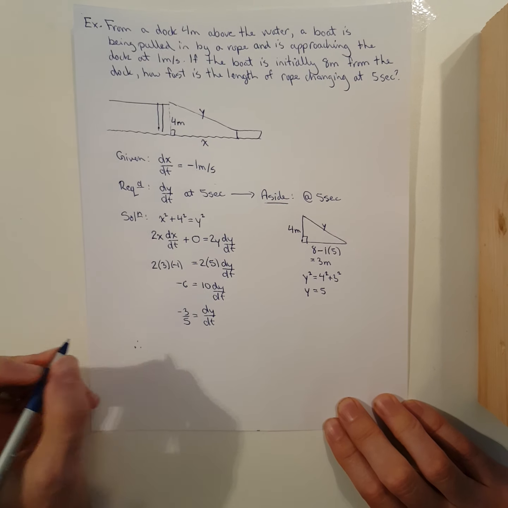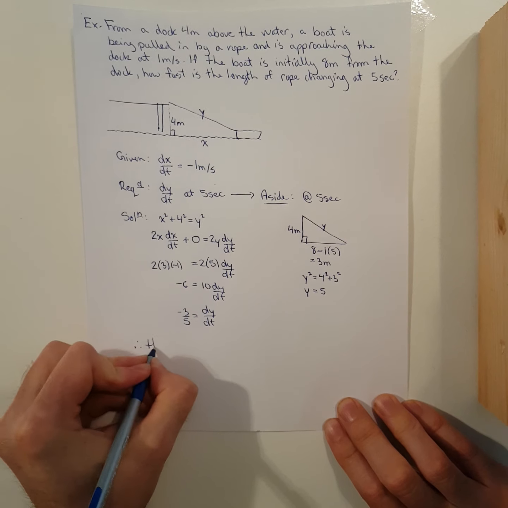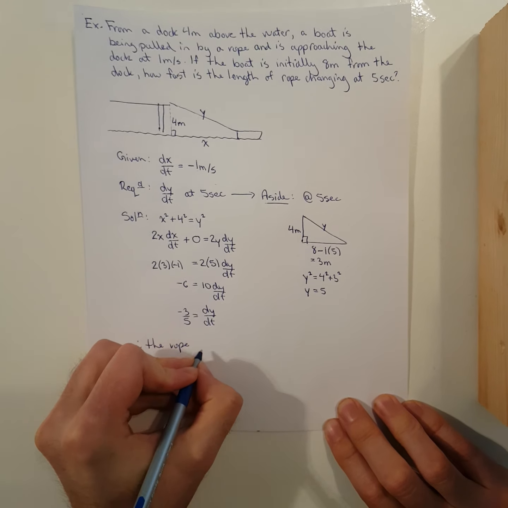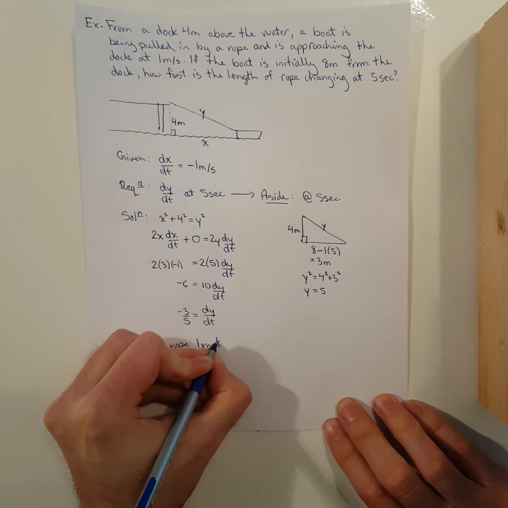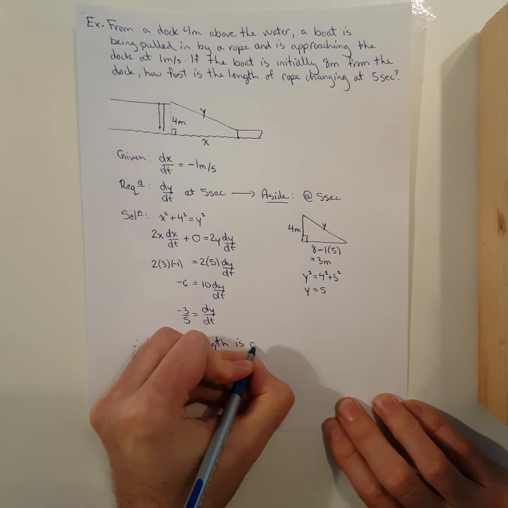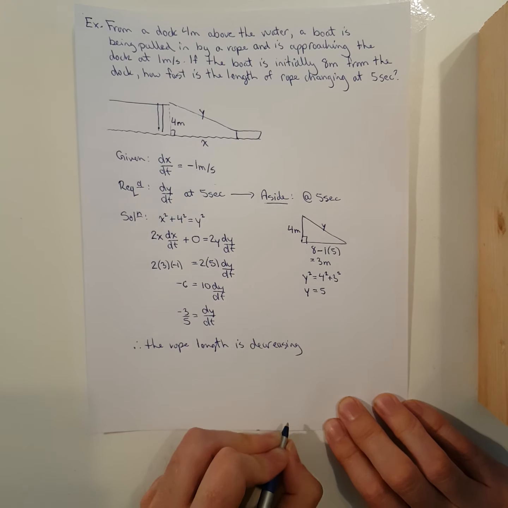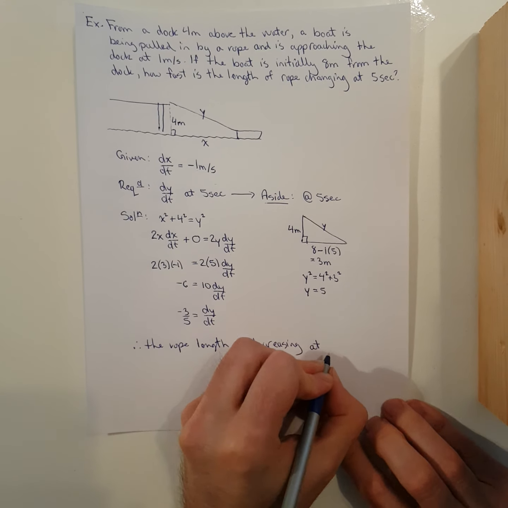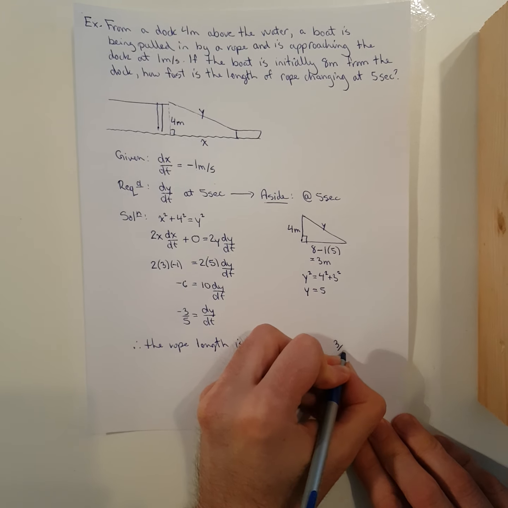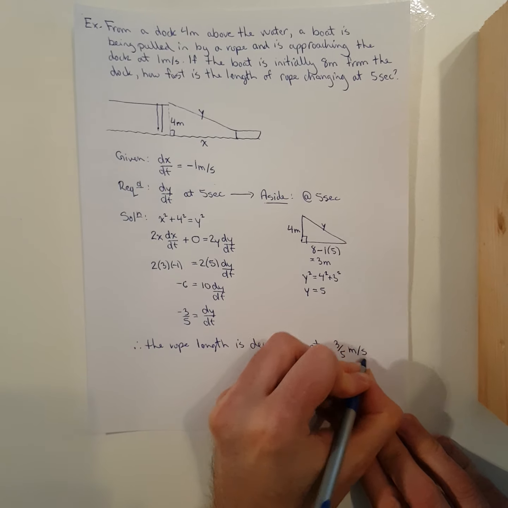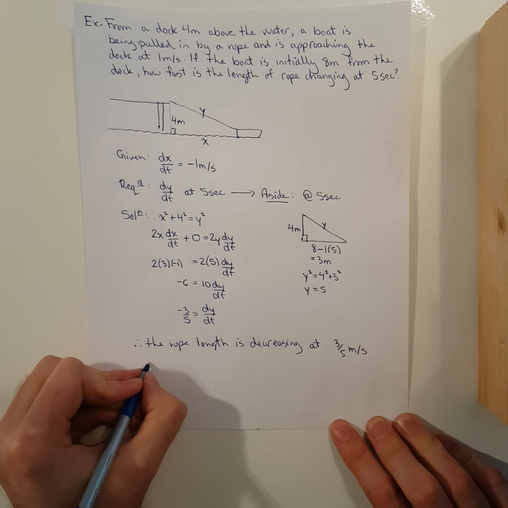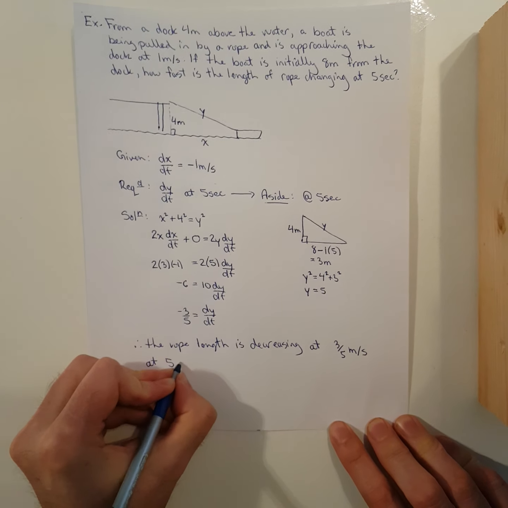Therefore, the rope length is decreasing at 3/5 meters per second at 5 seconds.